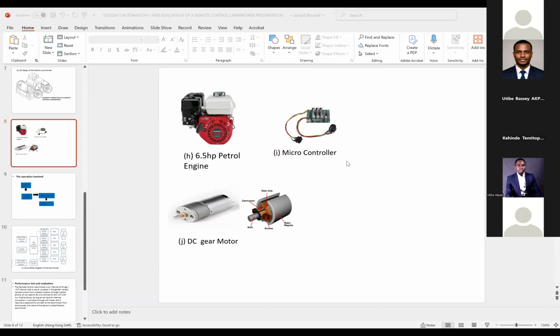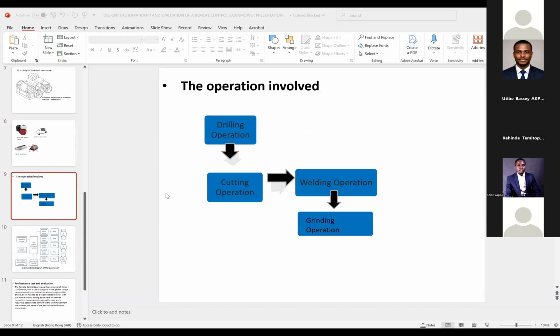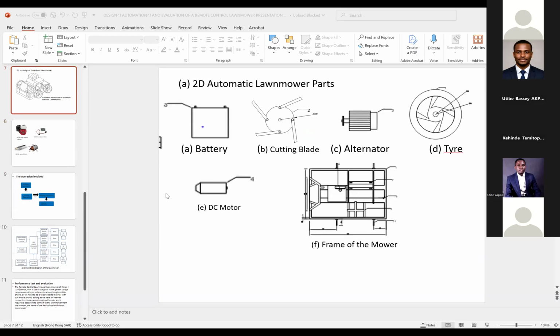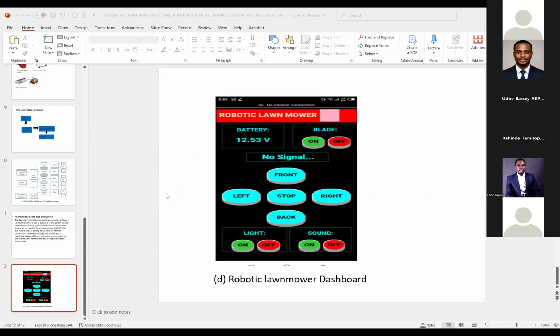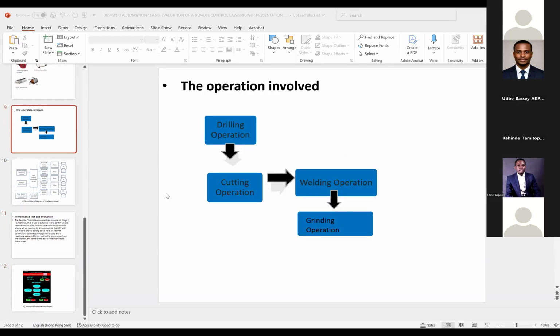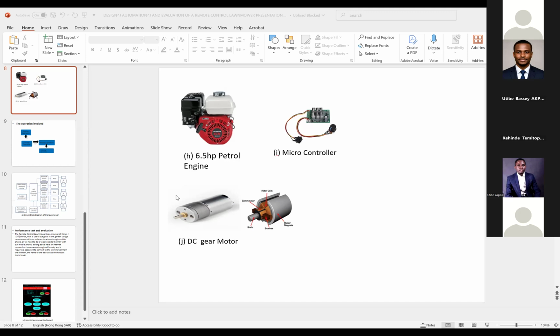Here on the screen is the 3D orthographical drawing. Everything you see here is locally sourced material. We have the microcontroller, which is an AI built-in microcontroller, with the help of your phone serving as a remote to ease movements, not more than 20 meters.